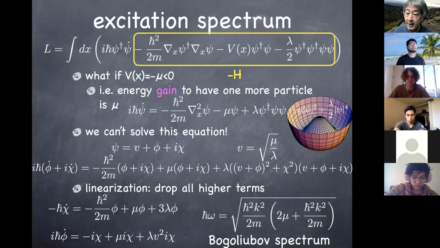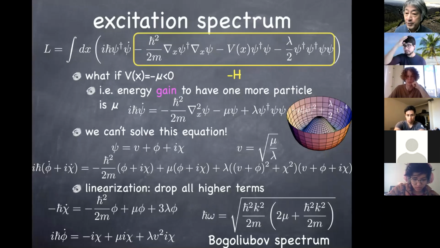So this turns into omega. So you start to see that omega is somehow related to h bar squared k squared over 2m. But you also need to take care of this mu and lambda somehow. So you have to do that.